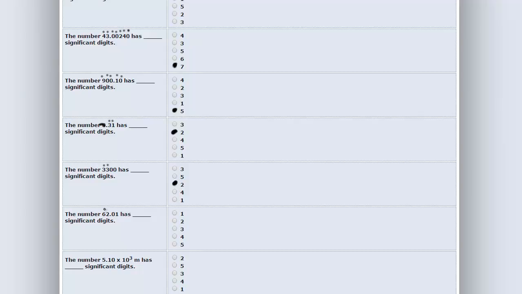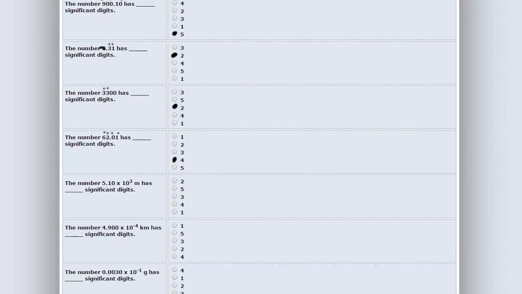So there are only two significant digits. 62.01, well, this one and this one and this one, and you know this 0 is significant because it comes in between two significant digits. So there are 4.